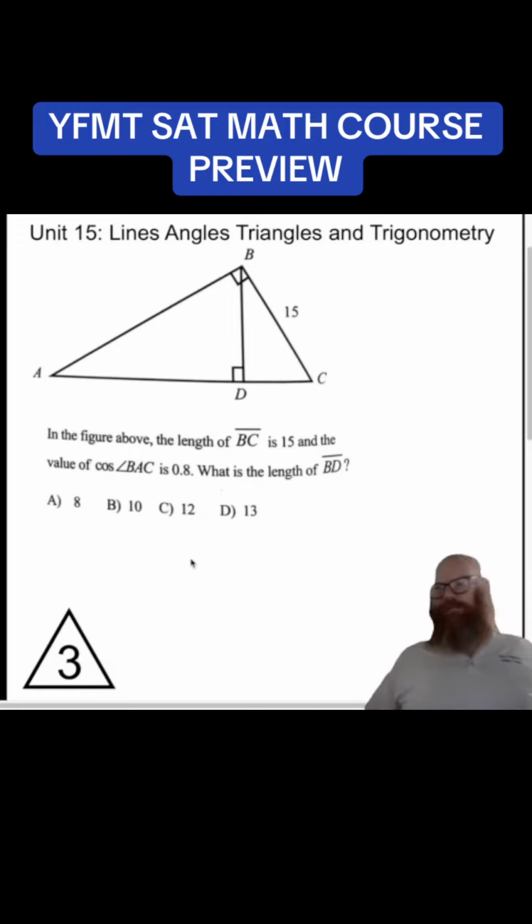Here we are on Unit 15, lines, angles, triangles, and trigonometry. So we got a little bit of trigonometry here. In the above, length BC is 15, and the value of cosine of BAC is 0.8. What is the length of BD?